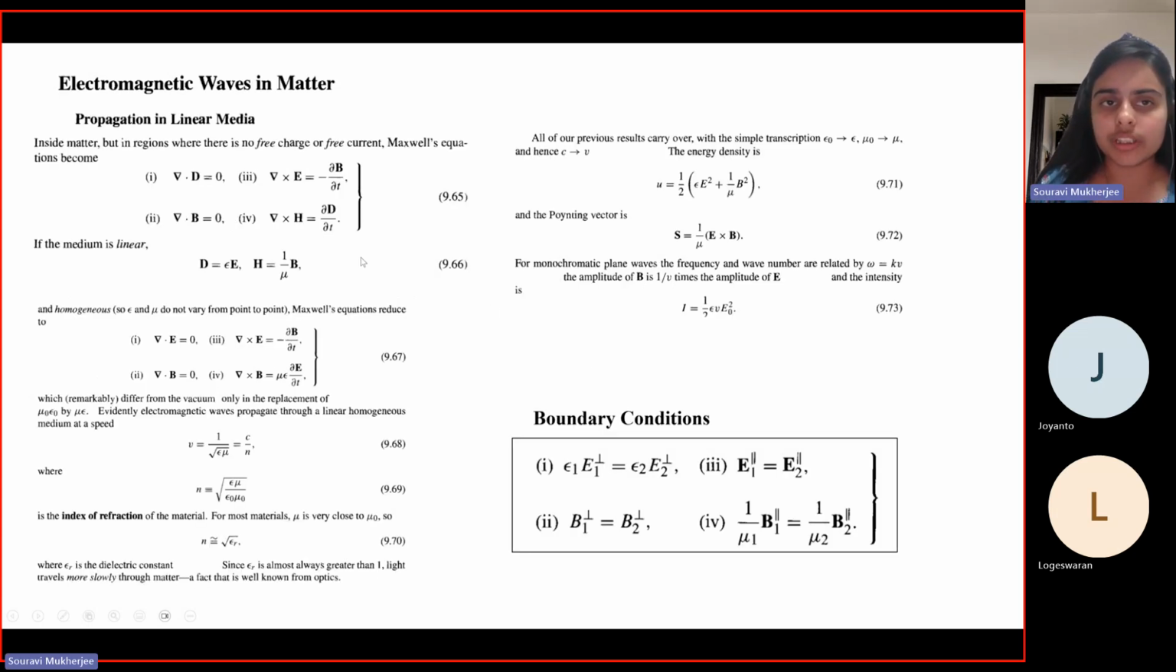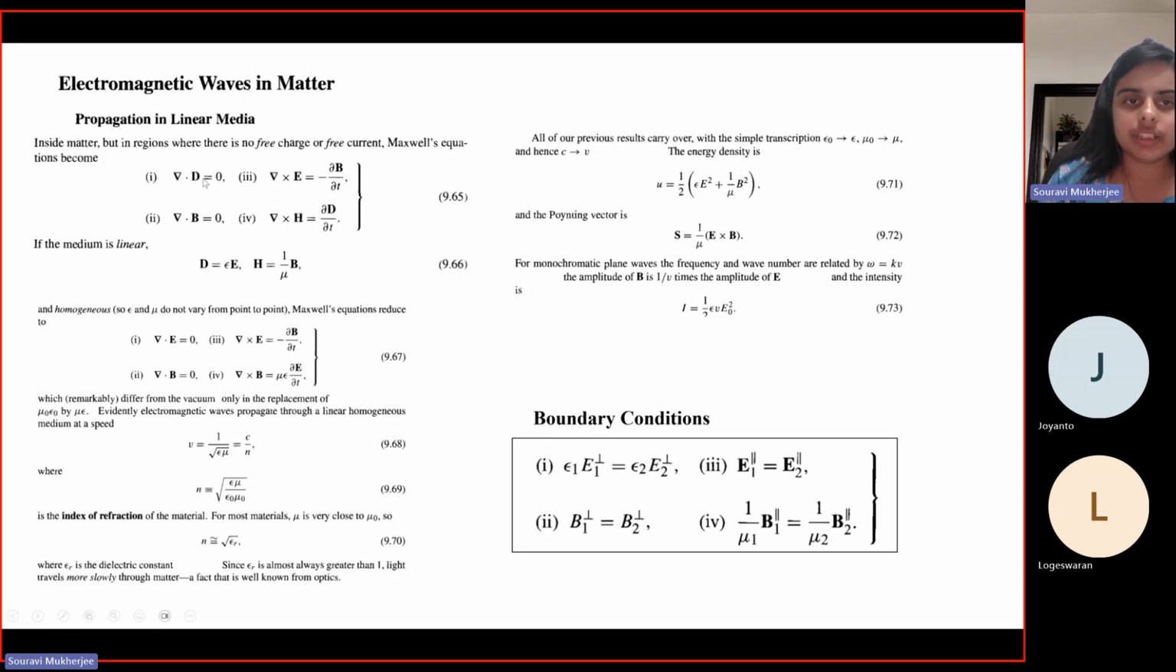Now, talking about matter. Till now, we were discussing electromagnetic waves in free space. If you have some matter, there will be some modifications in your Maxwell's equations, and it is pretty straightforward. In free space, the permittivity is epsilon naught and the permeability is mu naught. When you have a different medium, you have to replace your expressions with the relative permittivity and permeability of your medium. That's how these changes come in.